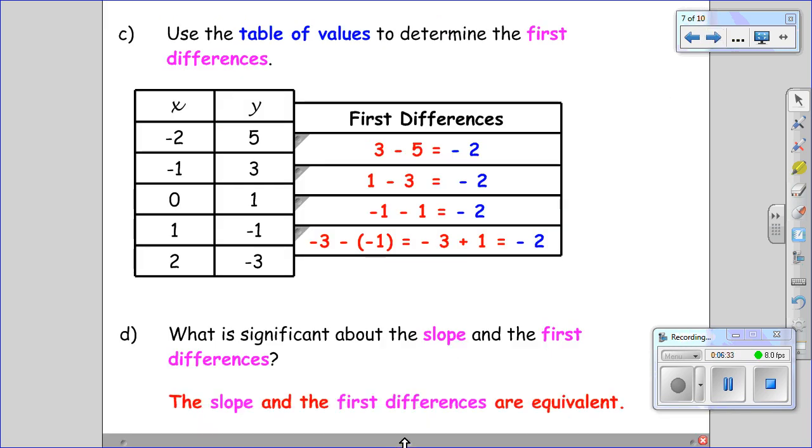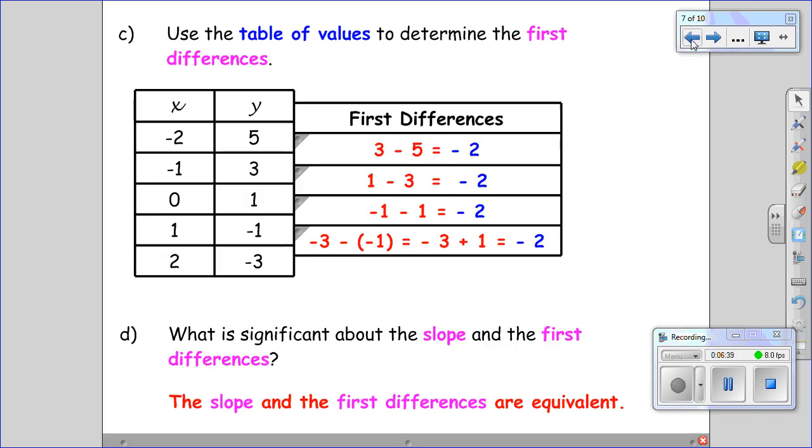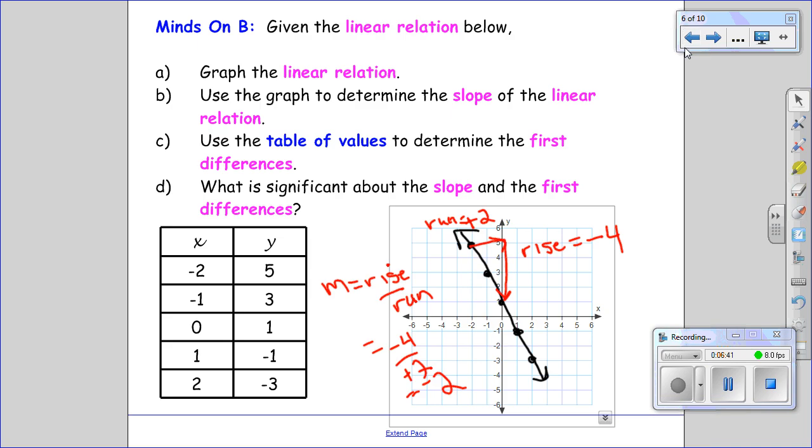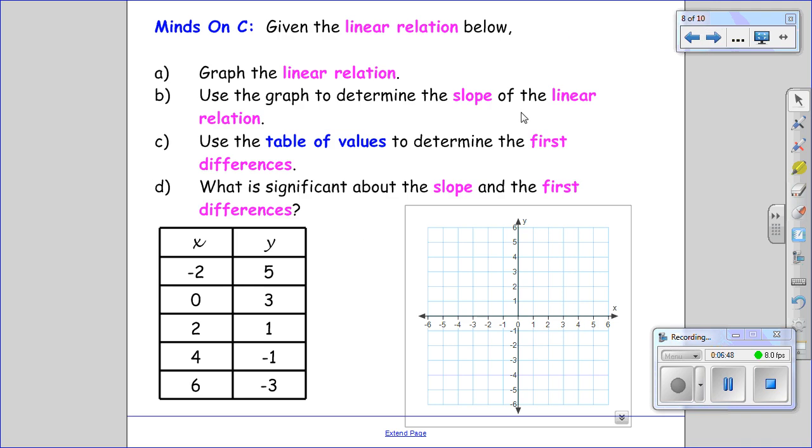So what can I conclude? That they're equivalent. Fabulous. It looks like what happened both times we did that. The slope and the first differences were equal. And in part A, slope and first differences were also equal. Let's try it again and make sure it works.